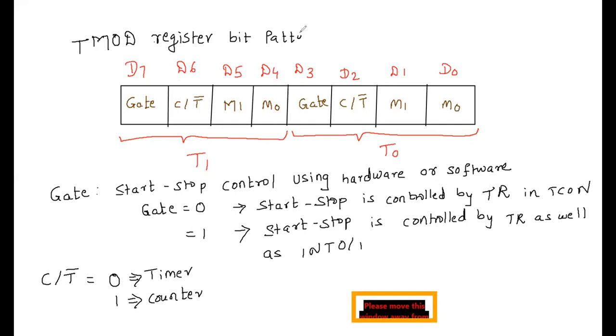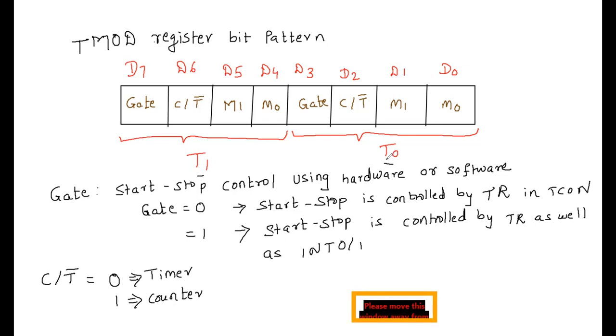As we know, it is an 8-bit register. Here the upper 4 bits, the MSBs of the TMOD register, are used to handle the timer 1 operation, and the lower 4 bits are used to handle the timer 0 operations. The operations performed by the MSBs and the LSBs of the TMOD register will be the same for T1, timer 1, and T0.